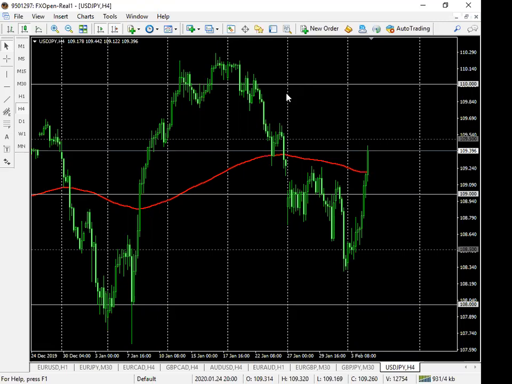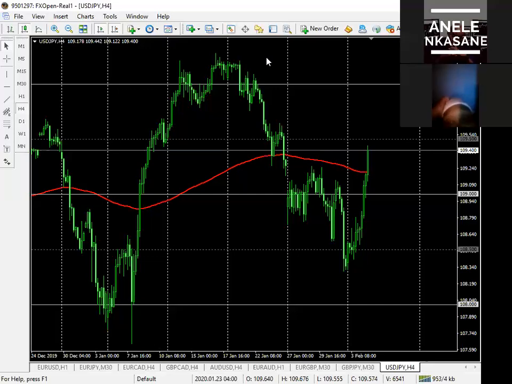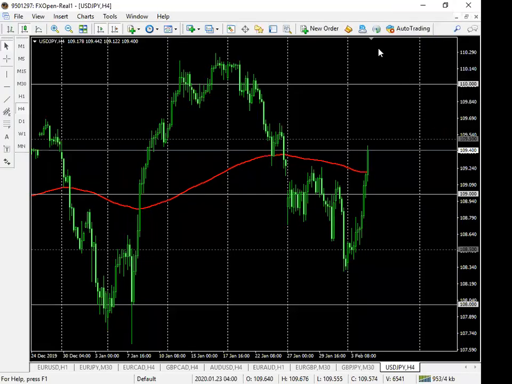Now, one of the things that I wanted to take a look at today, or just to go over a bit, is number one, the importance of higher time frame check down analysis, and also a bit of technical analysis.